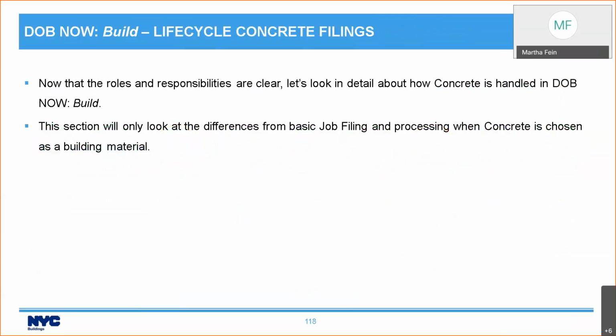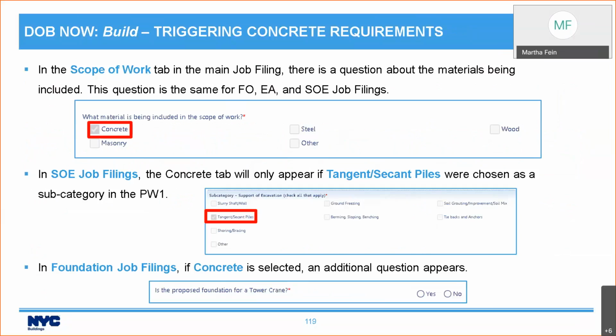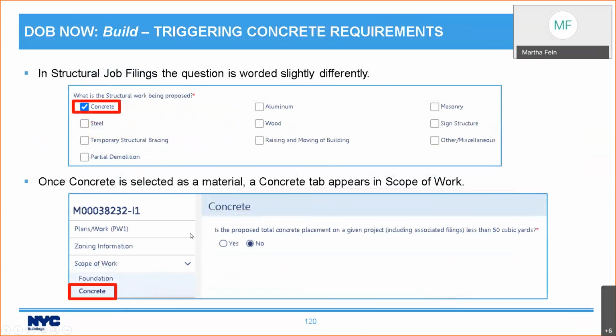So let's look at how this is actually handled. In the scope of work tab, there's going to be a question about materials being included. If you choose concrete, concrete comes up. There may be an additional question for foundation job filings in particular. If concrete is selected, it asks an additional question: Is the proposed foundation for a tower crane? The answer to that doesn't affect which technical reports are required for concrete. The question is worded slightly differently for structural job filings. But once you select concrete as material, you get a concrete tab in the scope of work.